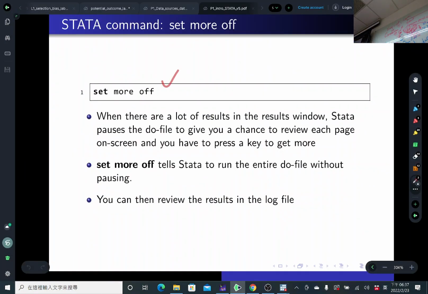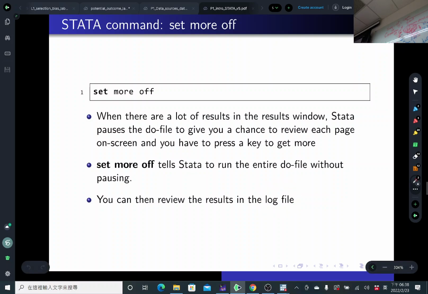If you type this, the data will not pause. Data will just go through the result, and so it will avoid problems. Maybe before sleeping you implement a lot of commands. But if you do not type this, the data will just stop at a certain moment, and then the data will not be there for you after you wake up. So usually we will put the state more off in the very beginning to avoid this situation, because you can get all the result by using the log file.